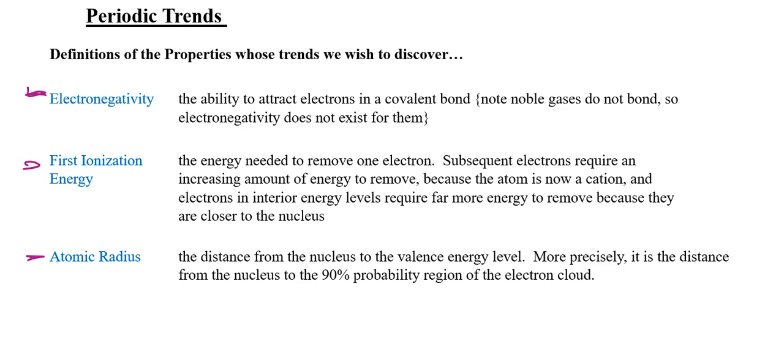Alrighty. Electronegativity: the ability to attract electrons in a covalent bond. I put the note in there. Of course, noble gases don't really make covalent bonds, so there is no electronegativity for them. It's not zero for the electronegativity. It doesn't exist. If the bond doesn't exist, we can't measure the electronegativity and say it's zero. We can't measure it because it doesn't exist. So they don't have electronegativities. If you ever look them up and you wonder what's going on there, it's because there are no covalent bonds.